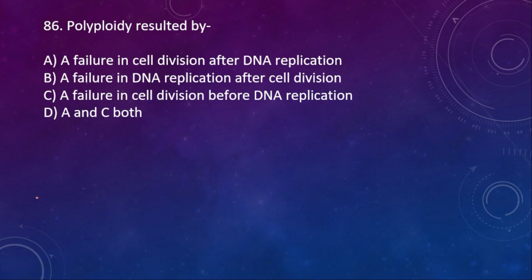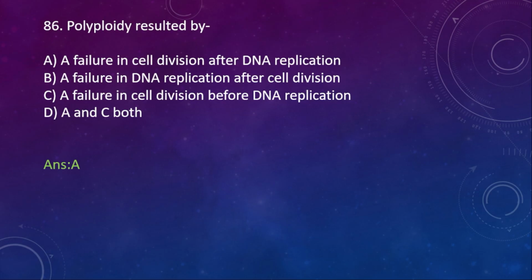Polyploidy results from A, a failure in cell division after DNA replication. B, a failure in DNA replication after cell division. C, a failure in cell division before DNA replication. And then D, both A and C. Here the right option is option A, a failure in cell division after DNA replication.